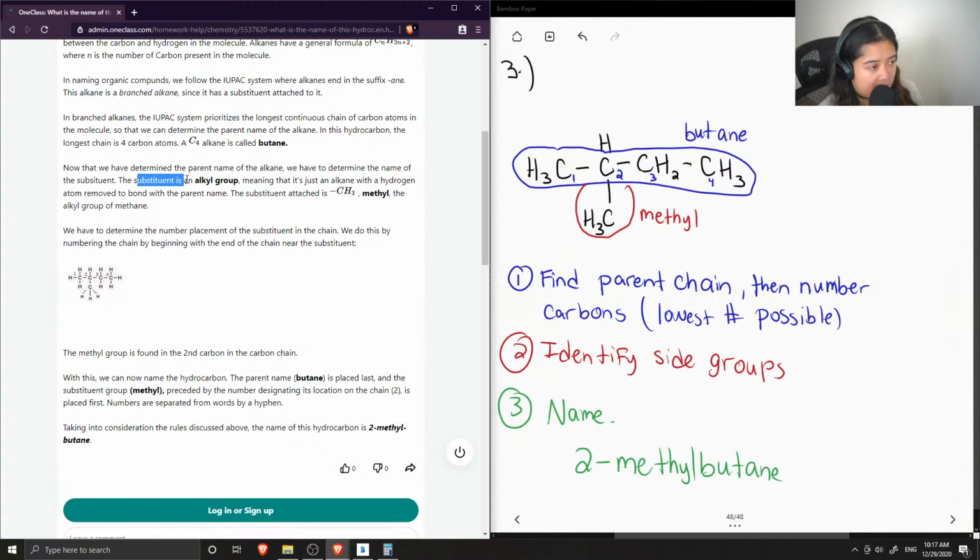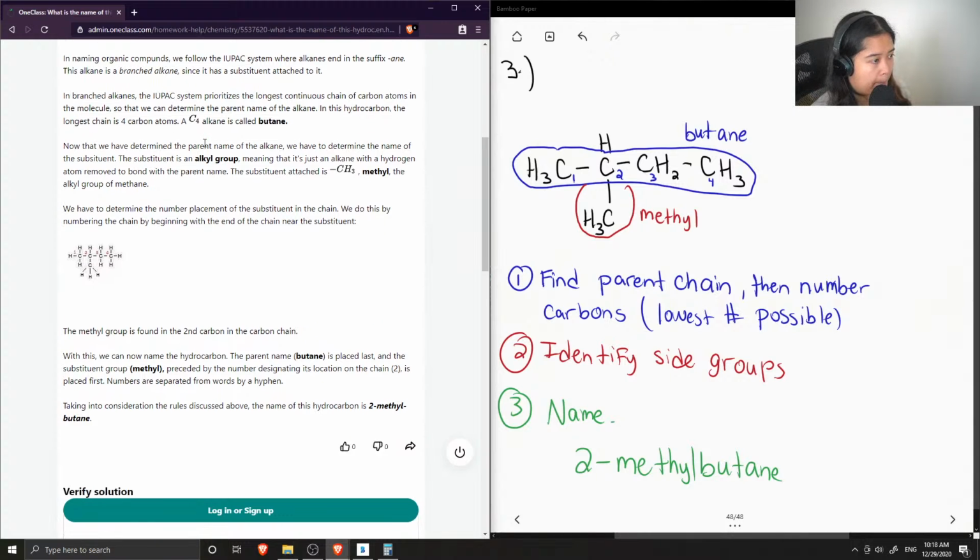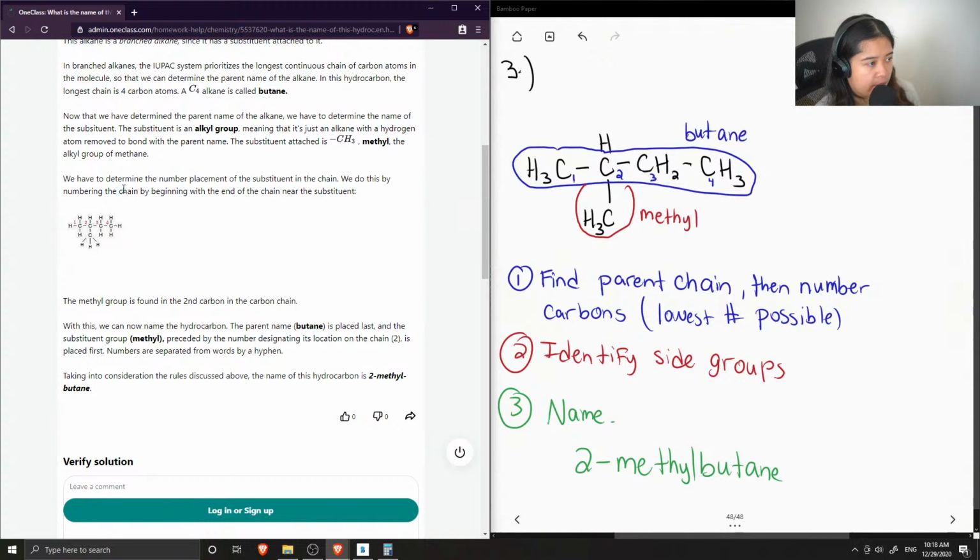So the substituent is an alkyl group, meaning that it's just an alkane with a hydrogen atom removed to bond with the parent. So the substituent attached is CH3, which is a methyl. And we have to determine the number placement of the substituent in the chain. We do this by numbering the chain by beginning with the end of the chain near the substituent. So the methyl group is found in the 2nd carbon in the carbon chain.